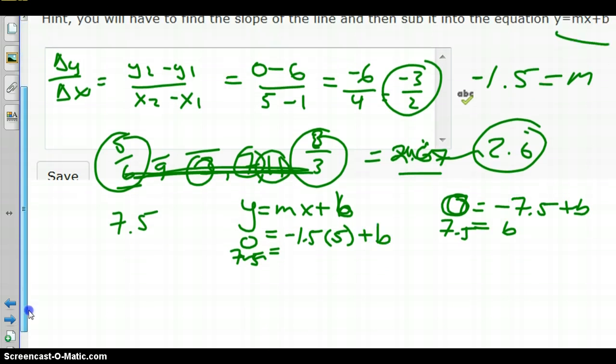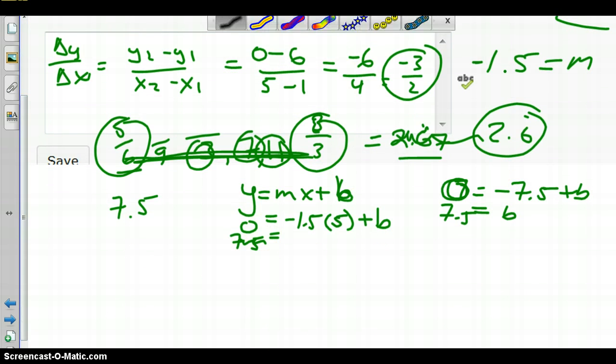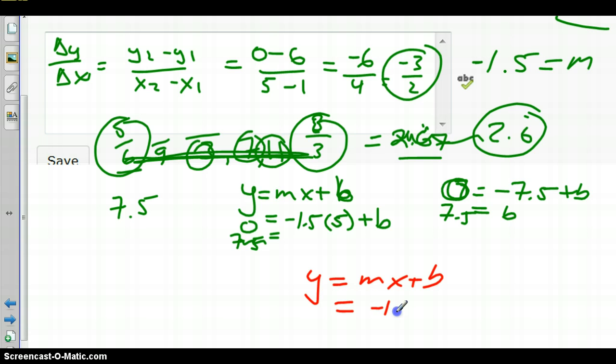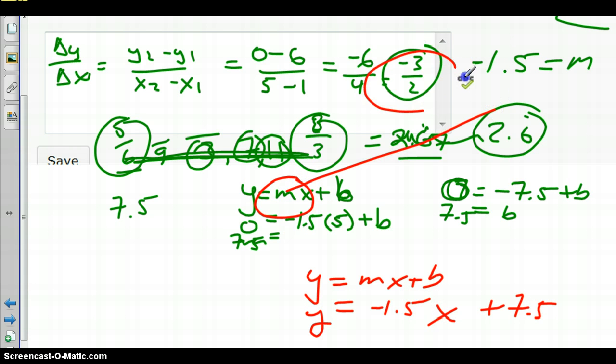When I rewrite the equation, I have y is equal to mx plus b. Like I said, my m was negative 1.5. I found out my b was 7.5, and then I just put my y in and my x in. So solve for m, just like you did before, delta y over delta x, rise over run, or whatever that is. Then sub in a point, either point, into here to find what b is. And you can check also.